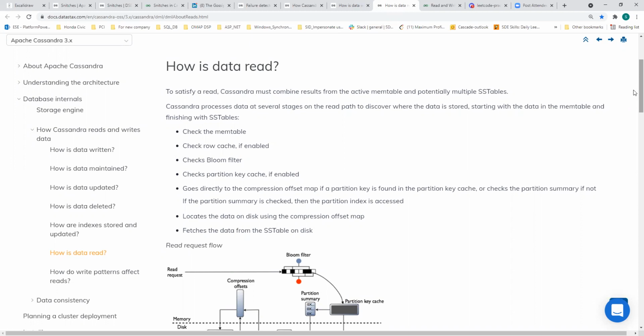So we have to read from both, isn't it? It is again said that Cassandra processes data at several stages on the read path to discover where the data is stored, starting with the data in the memtable and then finishing up with the SSTable. And it must also combine the results from the memtable and potentially multiple SSTables.